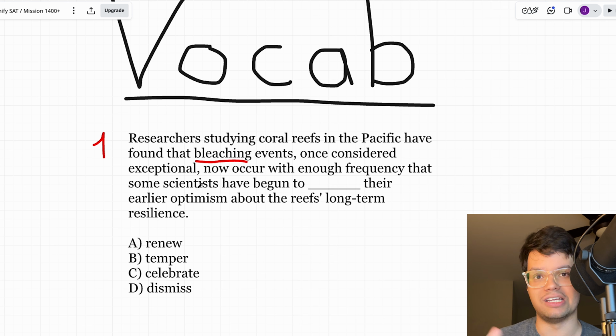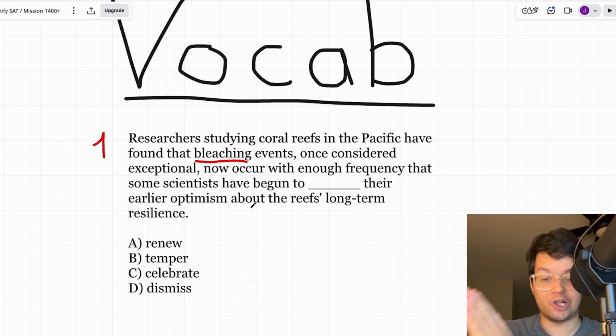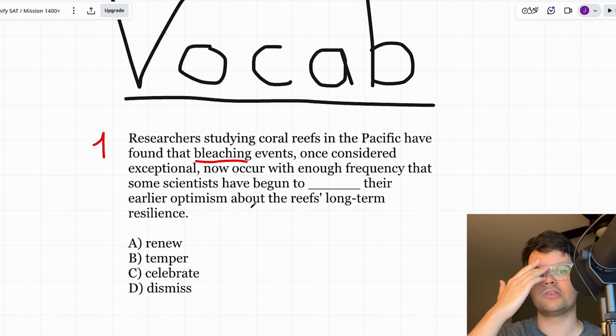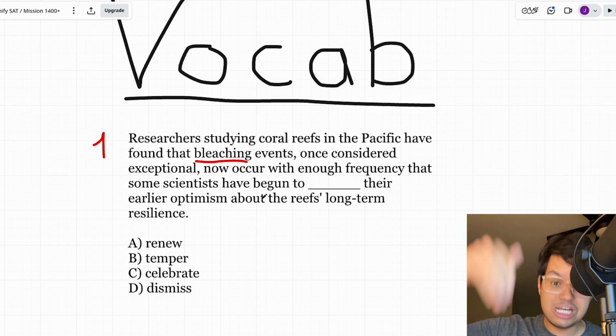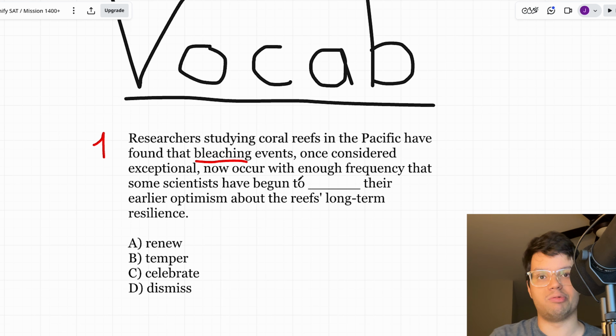And so for that reason, let me read the rest of it: they've begun to blank their earlier optimism about the reef's long-term resilience. Okay, so I would assume they used to feel really confident. They used to think, okay, this never happened, so the reefs must be awesome. And now they're realizing it's actually happening all the time, so we're probably screwed. The reefs are probably going to get absolutely destroyed in a few years. So I would assume they're beginning to decrease, to lower their optimism, essentially.